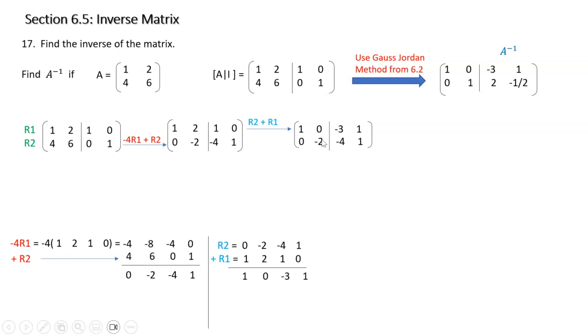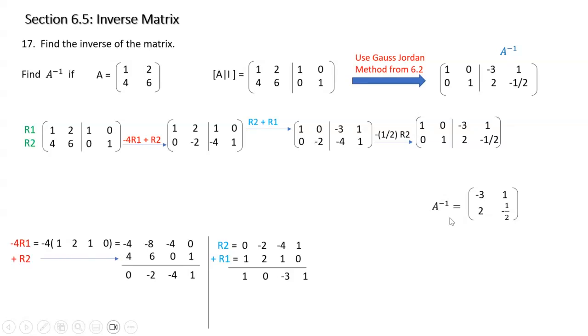So you notice we're almost done, but this has to be a 1. And we don't have a 1 there. So we're going to multiply row 2 by negative 1/2. If we do that, negative 1/2 times 0 will give us 0. Negative 1/2 times negative 2 will give us a 1. Negative 1/2 times negative 4 will give us a 2. And negative 1/2 times 1 will give us a negative 1/2. So this is my inverse.